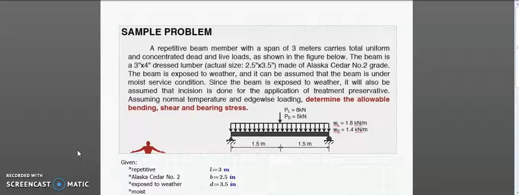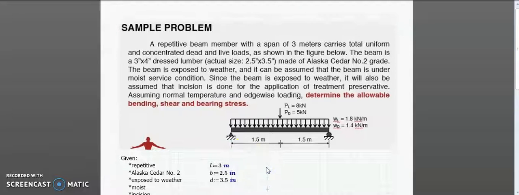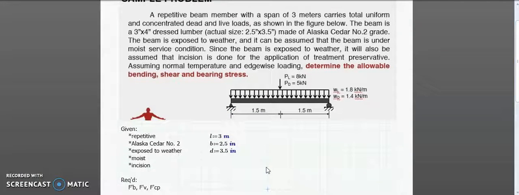Since the beam is exposed to weather, it will also be assumed that incision is done for the application of treatment preservative, assuming normal temperature and edgewise loading. Determine the allowable bending, shear, and bearing stress. I already listed down the given. So it is a repetitive member, Alaska cedar number 2, exposed to weather and moist, and then there's an incision.